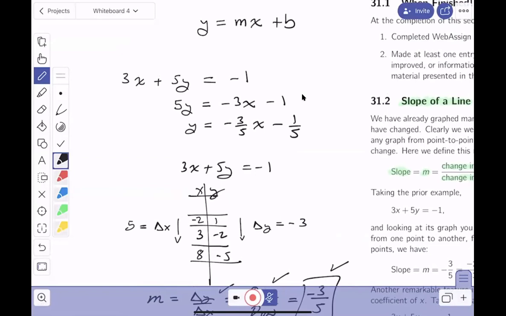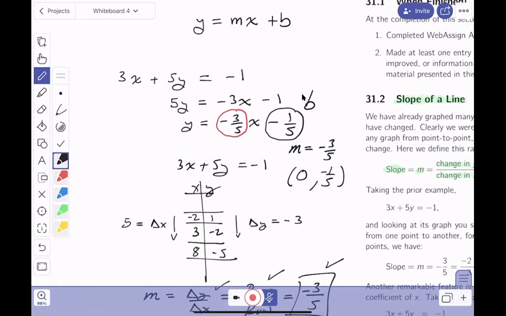Let's talk about it in stages. What's the m? This is the m. The m, as we know, is minus 3/5. Then what's this thing over here? This is the b. What's the b? Well, let's write this down. The b has something to do with the y-intercept. If x is 0, I get minus 1/5. So it's the y-coordinate of the y-intercept.